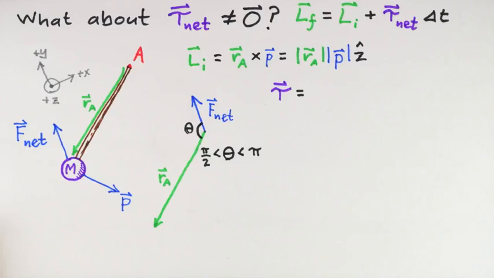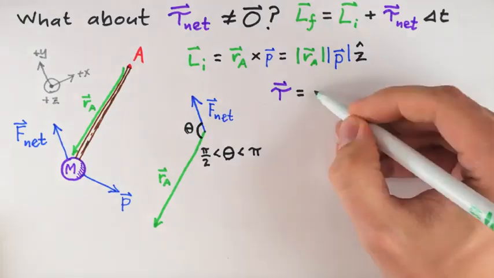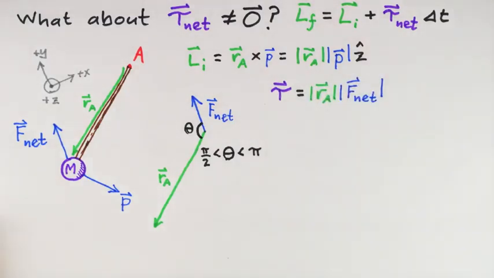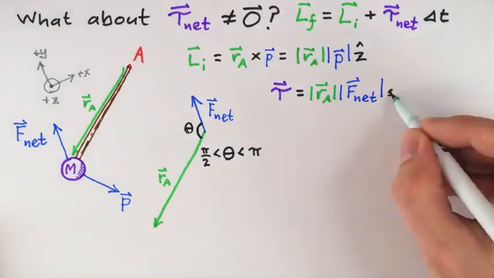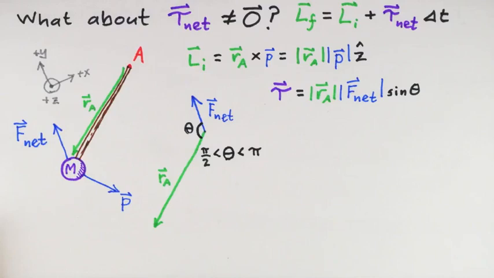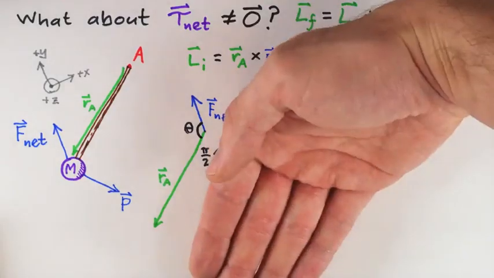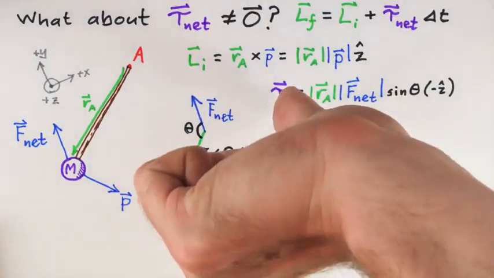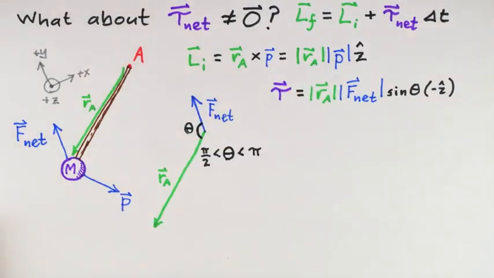The magnitude of the net torque is the product of the magnitude of the position vector and the magnitude of the net force times sine theta. The right-hand rule tells us that the direction of tau net is into the screen, in the minus z direction.